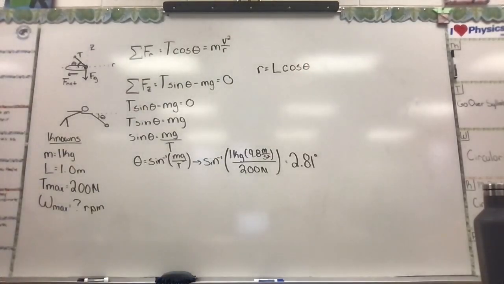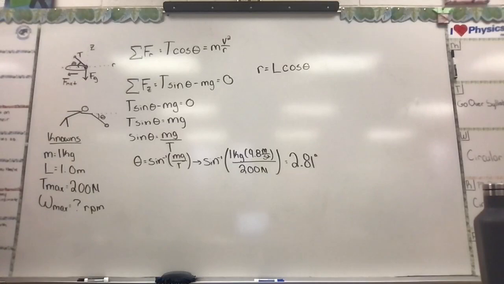Wait, so if it's at an angle, then why are we only using cosine? Because we only need R, we don't need Z. But isn't it the hypotenuse, which is the length of the string? We don't want the length of the hypotenuse. We already have the length of the hypotenuse. The length of the hypotenuse is 1. Isn't that the length of the string though? That is the length of the string, yeah. So we have to use the length of the string in order to figure out what the radius of the circle is.